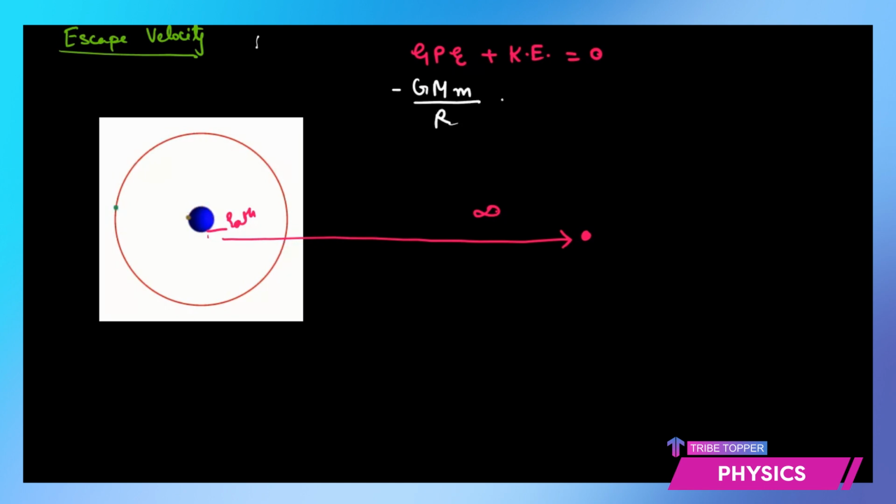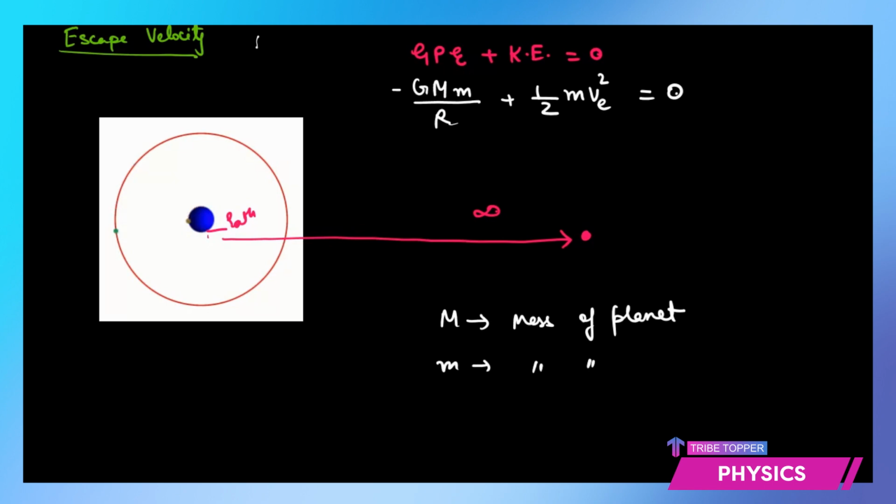by r plus half m v_e square is equal to 0, where of course we know G is the universal gravitational constant, M is the mass of the planet, in this case we'll say Earth, and small m is the mass of the satellite, and r is the distance where the total of the gravitational potential energy and the kinetic energy turn out to be 0. And v_e is the escape velocity, because only if it was escape velocity would the sum of kinetic energy and gravitational potential energy turn out to be 0.